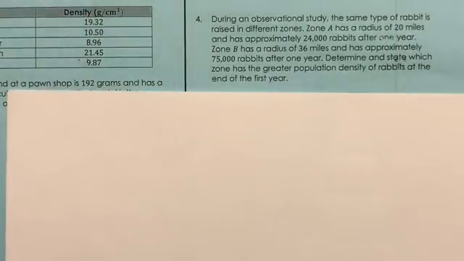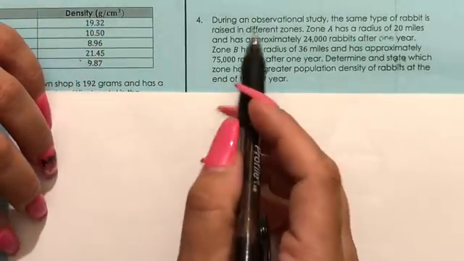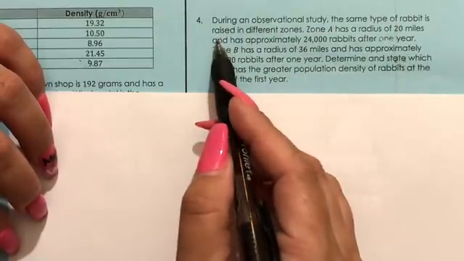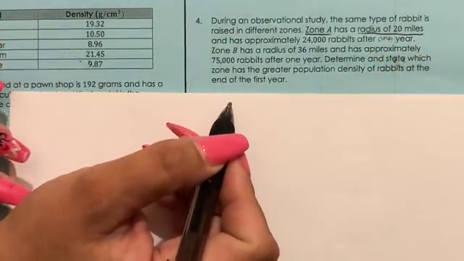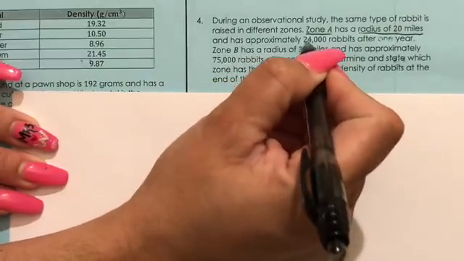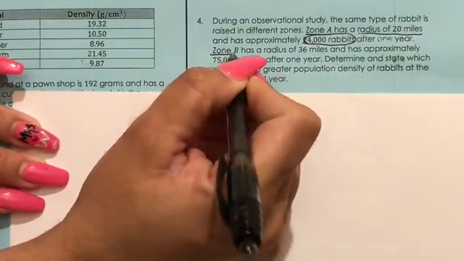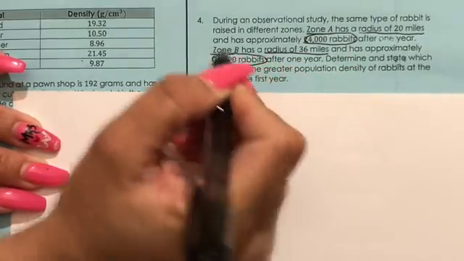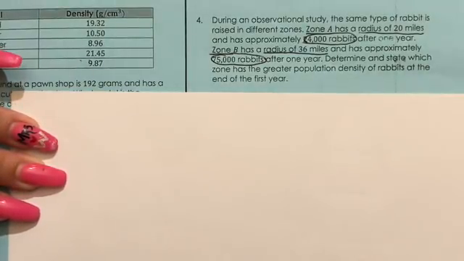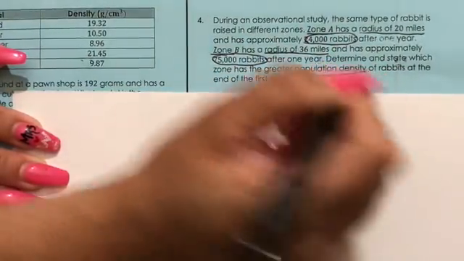In this problem, we talk about density in a little bit of a different way. So let's pick out the information that we need. It says that during an observational study, the same type of rabbit is raised in different zones. Zone A has a radius of 20 miles. So already the fact that it's telling me there's a radius, I know that the shape I'm dealing with must be a circle. And has approximately 24,000 rabbits after 1 year. Zone B has a radius of 36 miles and has approximately 75,000 rabbits after 1 year. Determine and state which zone has the greater population density.